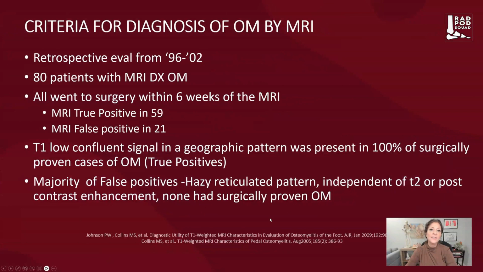So in terms of the diagnosis of MRI, they looked at a retrospective evaluation from 96 to 2002 and found that 80 patients that had MRI with a diagnosis of osteomyelitis, all of those patients went to surgery, and within 6 weeks of the MRI, they found the results and compared the results of surgery to MRI. And they found that MRI was truly positive in 59 out of those and falsely positive in 21. The T1 low confluence signal in the geographic pattern was present in 100% of surgically proven osteomyelitis cases. So we use that as the cornerstone of our diagnosis.